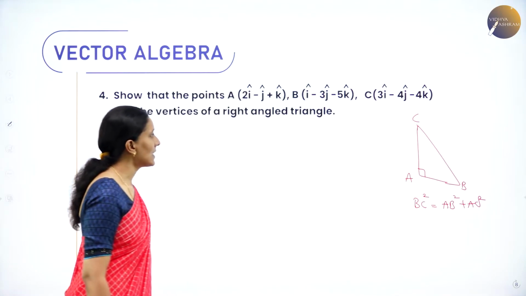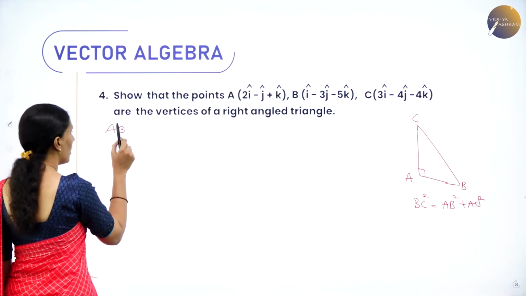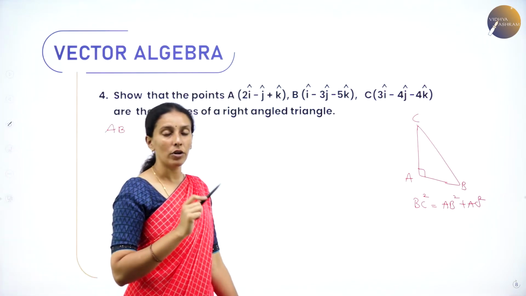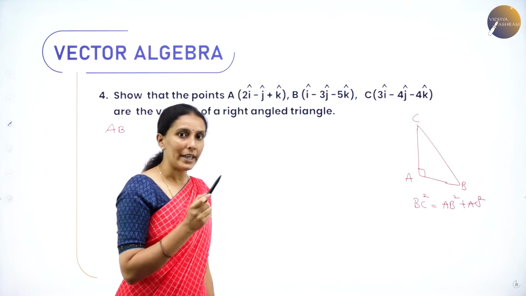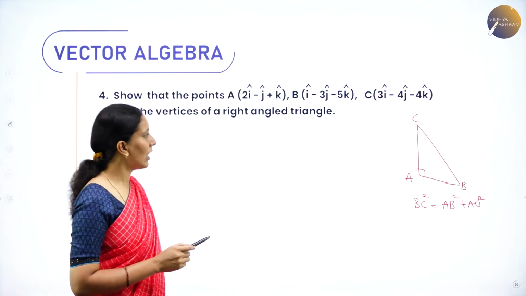Now let me verify this. First, let me find vector AB, vector BC and vector AC. Then we will take the square of each and see whether it satisfies the given condition.